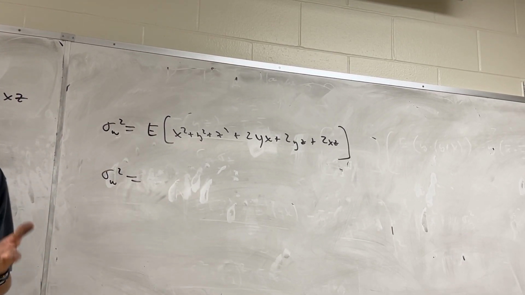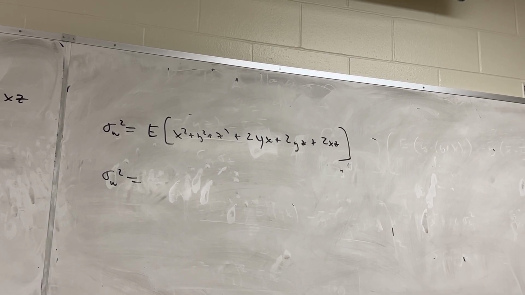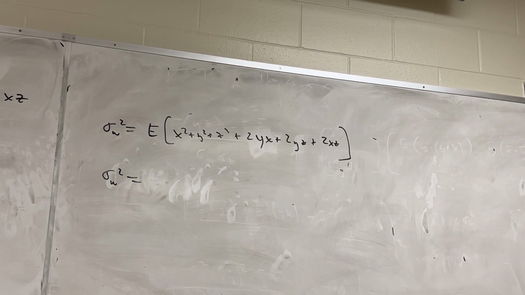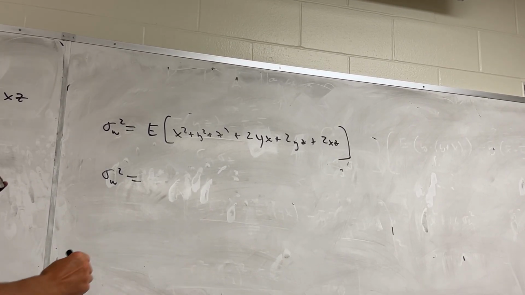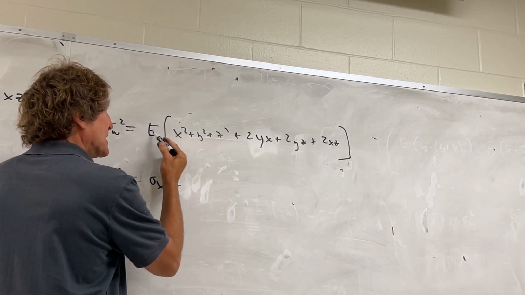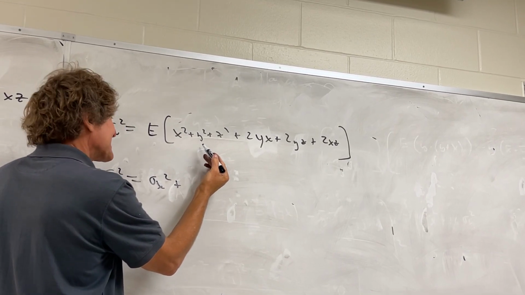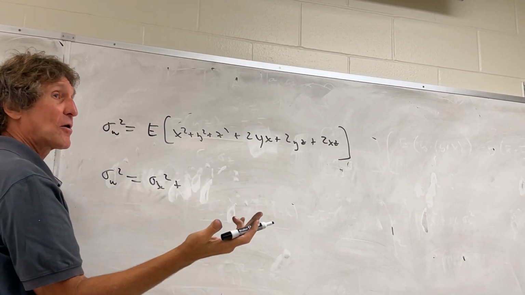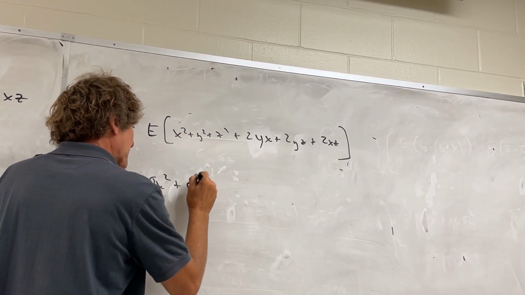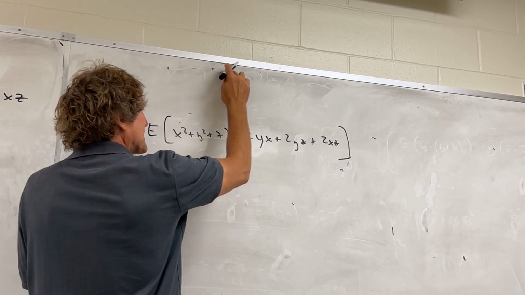What is the expected value of x squared? Sigma x squared plus the mean of x squared, right? What's the mean of x? 0. So it's just sigma x squared. I'm taking this one first, so it's sigma x squared plus the expected value of y squared, which is sigma y squared. That's right, plus y bar squared, but y bar is 0. That's the beauty of this. Plus, now what is this? Now just think about this.